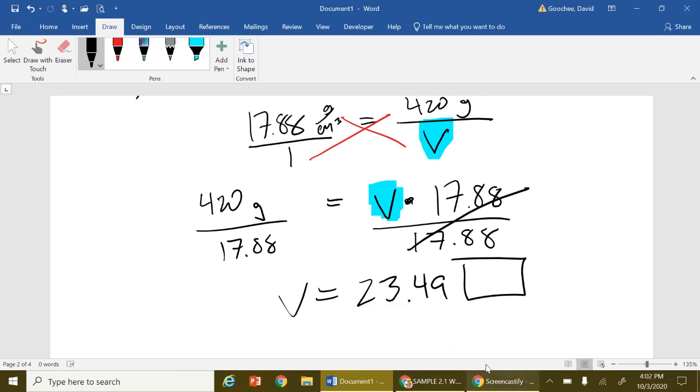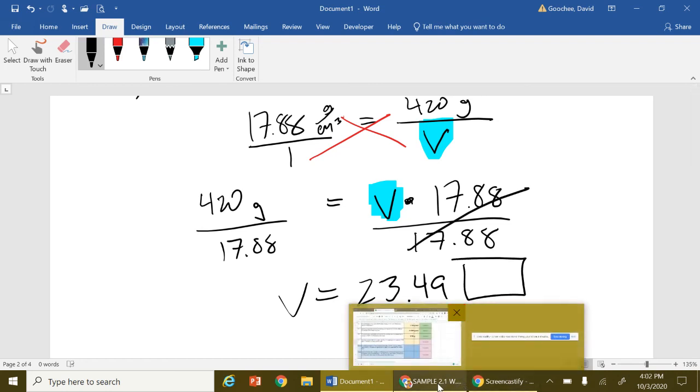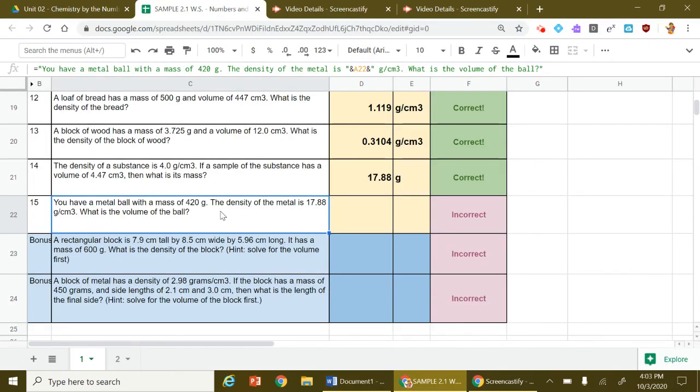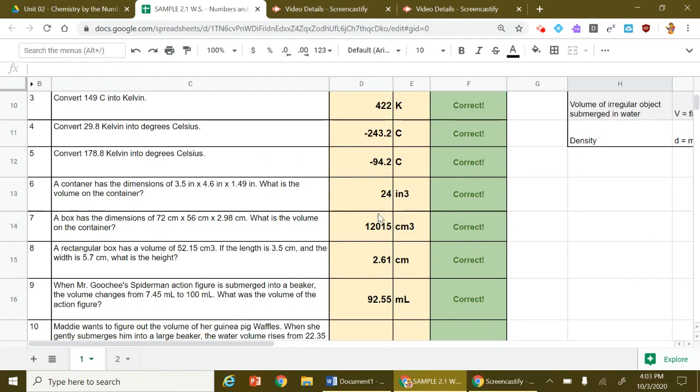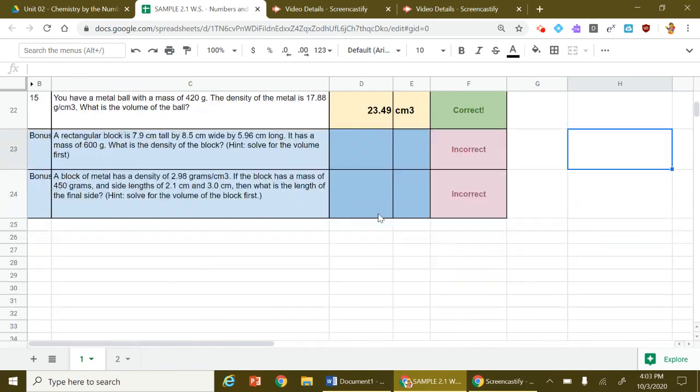What's the unit here, guys? Well, once again, let's look at the density. The density value here was 17.88 grams per cubic centimeter. Grams is the unit of mass. The unit of volume is cubic centimeters. So this is 23.49 cubic centimeters. There we go, guys. So that's it. That's how I did the homework. That's how you'll do the homework too.